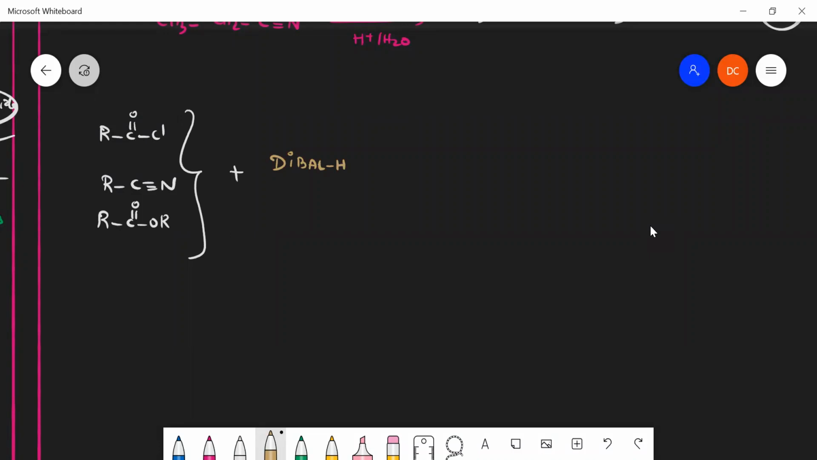What is DIBAL-H? It's nothing but diisobutyl aluminum hydride. We know isobutyl. What is the isobutyl group? CH3, CH, CH3, CH3. This is the isobutyl group.